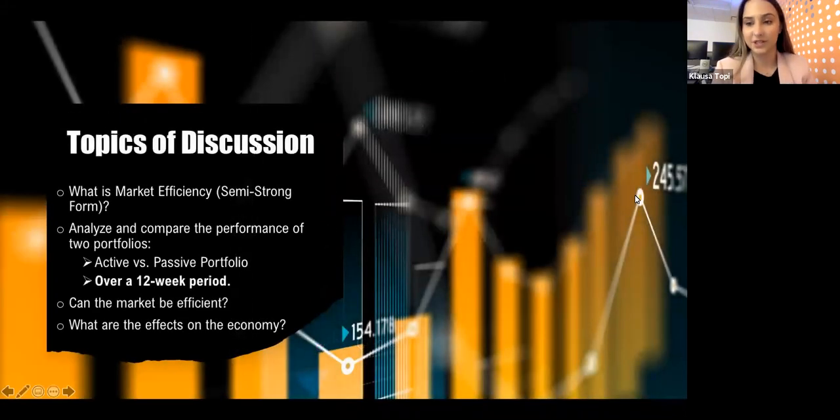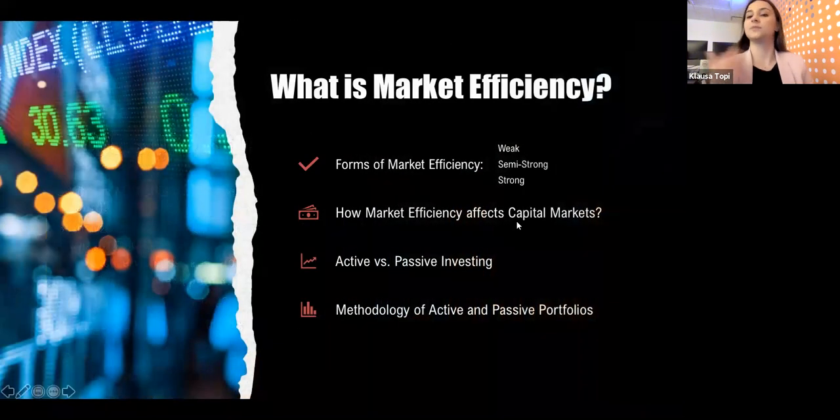So I'll give a definition of market efficiency and the semi-strong form of market efficiency, which is the form that I've decided to use in order to do this analysis. And then I'll analyze and compare both portfolios over a period of 12 weeks. And at the end, we'll see if we are able to define if the market is efficient and how this affects the economy. So, what is market efficiency?